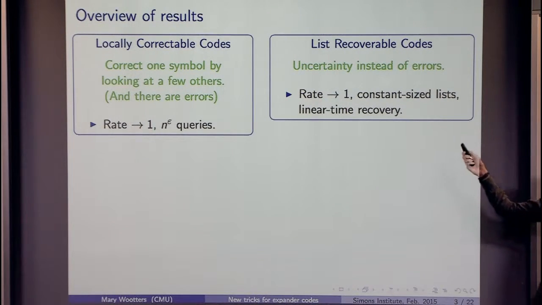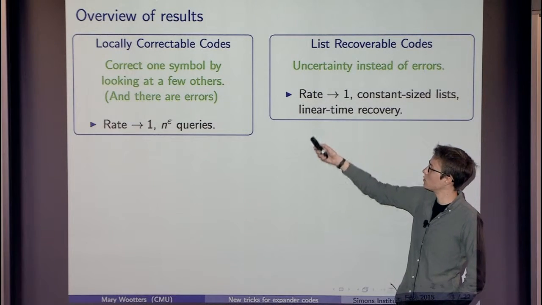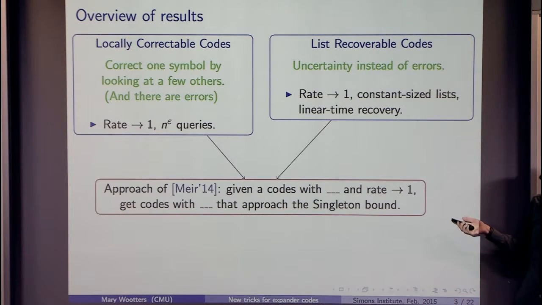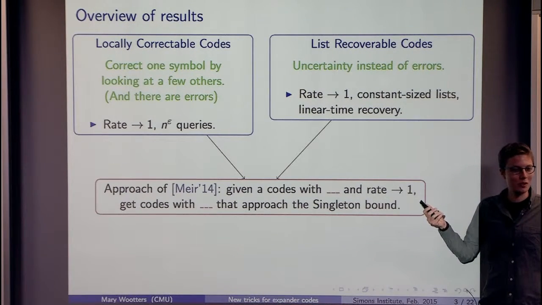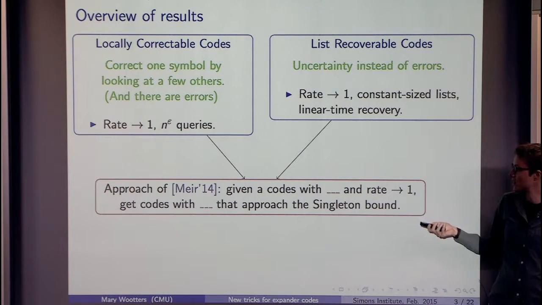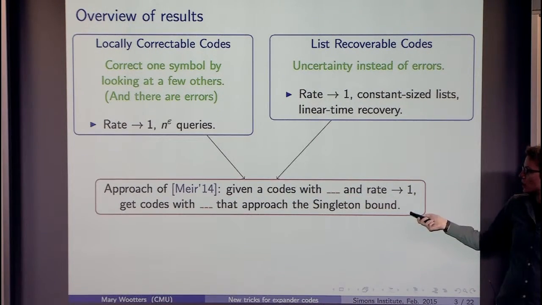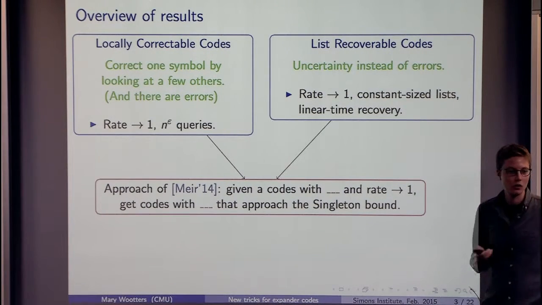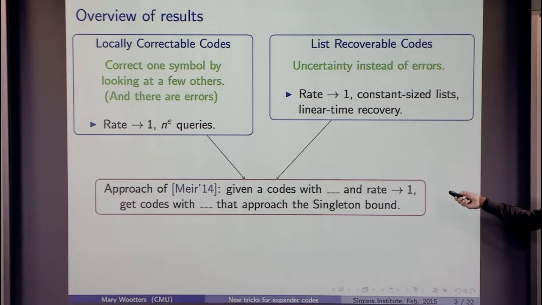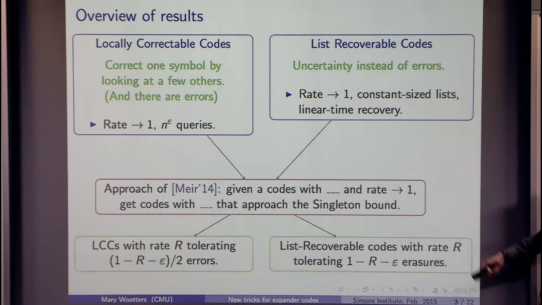One reason it's nice to get codes with both of these things, with rate tending to 1, is that we can plug them into an approach of Mir. He has a similar sort of moral theorem to the one I gave on the previous slide: given codes with something or other in high rate, you can get codes with something or other that approach the Singleton bound, using a very nice construction, originally modified from one of Alon and Luby. So when we plug these results into this machinery, we get results with the optimal rate-error trade-off in both of these models. So that's a broad overview.